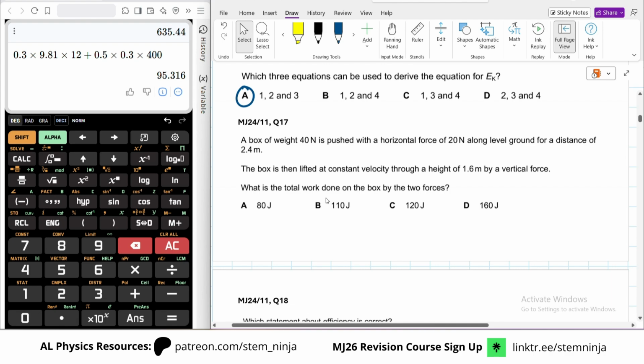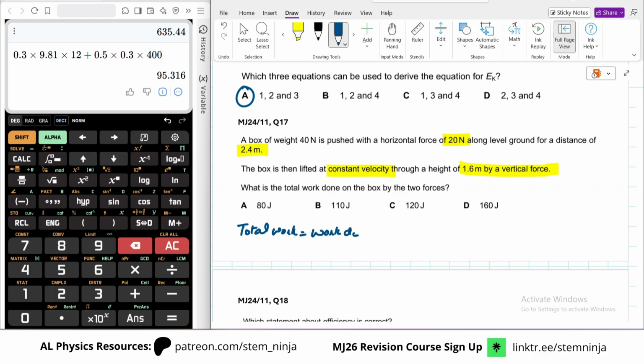A box of weight 40 Newton is pushed with a horizontal force of 20 newtons along a level ground for a distance of 2.4 meters. The box is then lifted at constant velocity through a height of 1.6 meters by a vertical force. What is the total work done on the box by the two forces? Okay, so the total work would be the work done by the horizontal force plus work done against gravity.